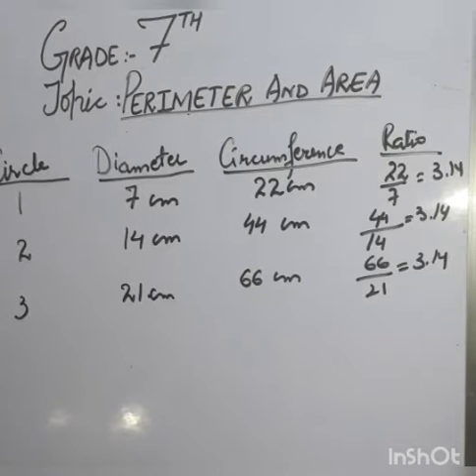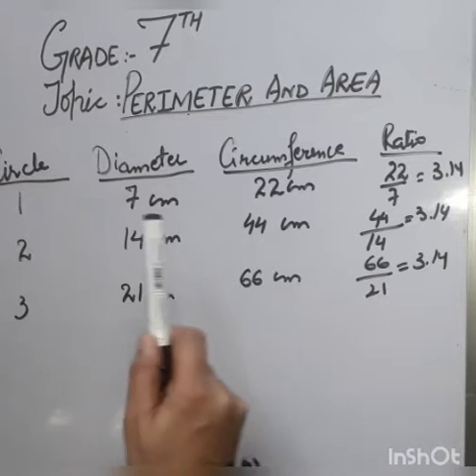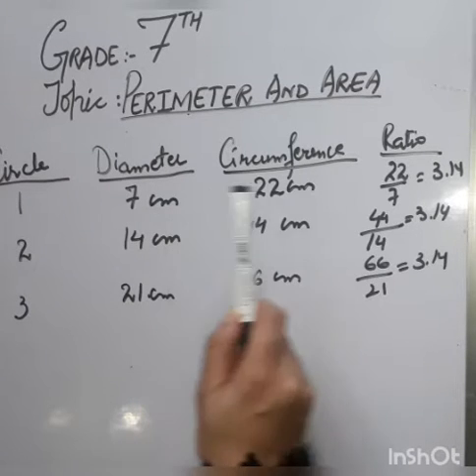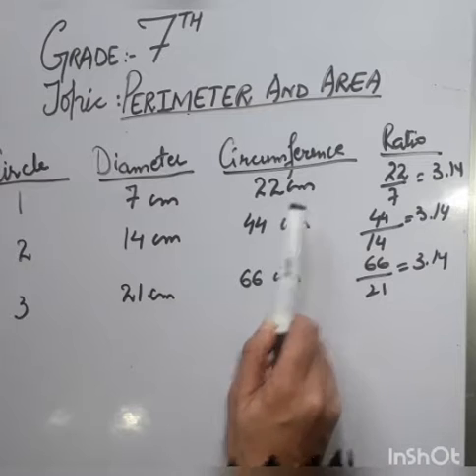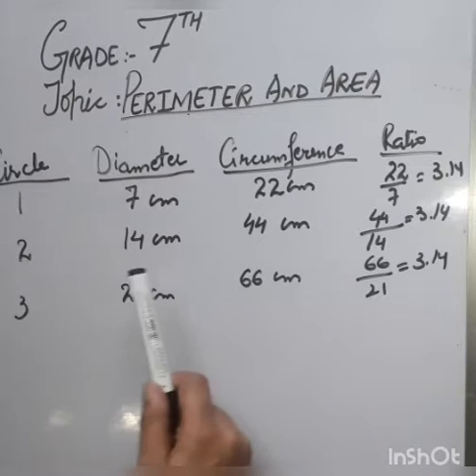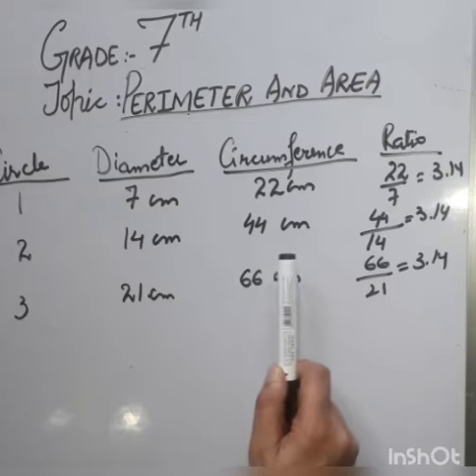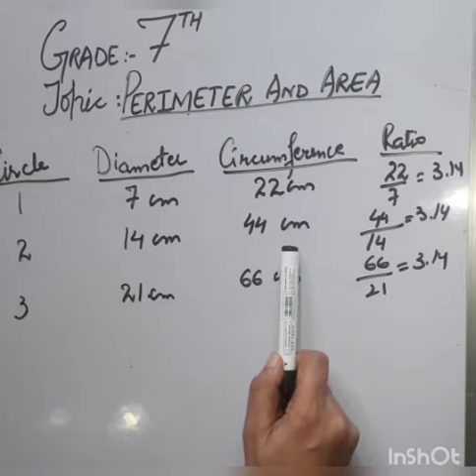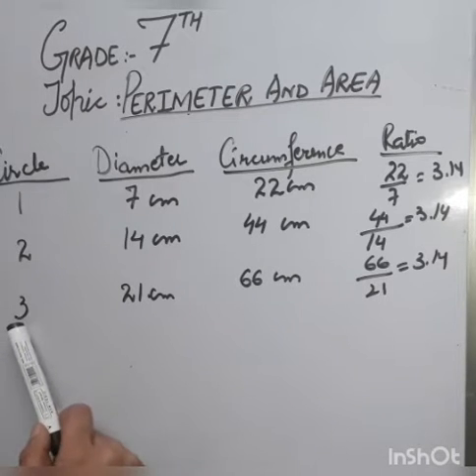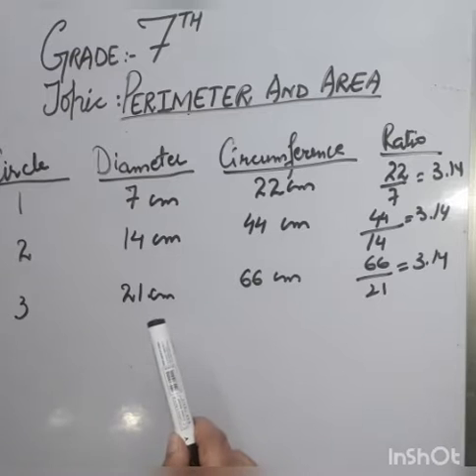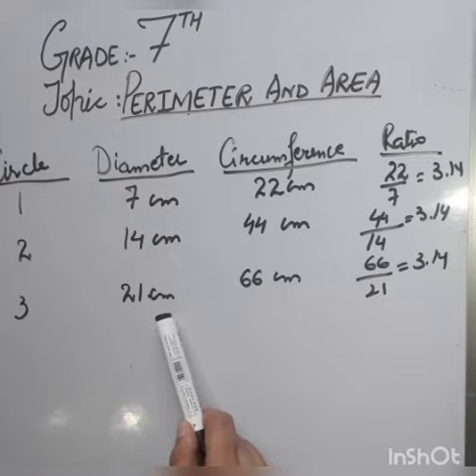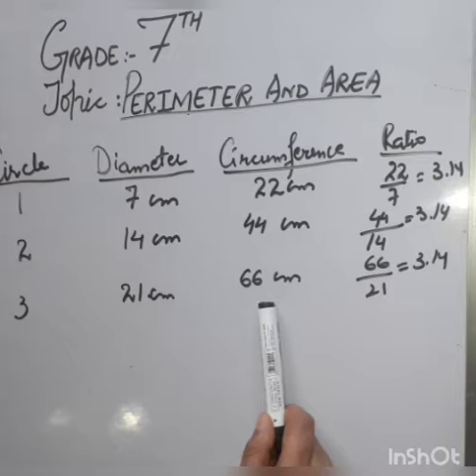Now students, see this table. Suppose we have drawn three circles. Circle 1 has a diameter of 7 centimeters and circumference 22 centimeters. Then the second circle has a diameter of 14 centimeters and circumference is 44 centimeters. And similarly this third circle has 21 centimeter diameter and its circumference is 66 centimeters.